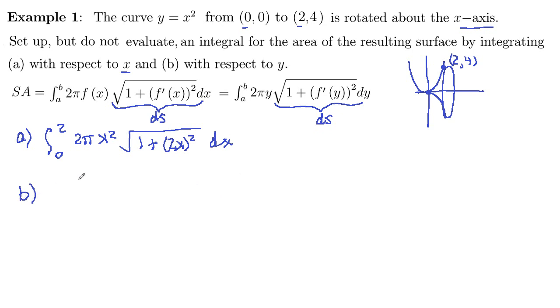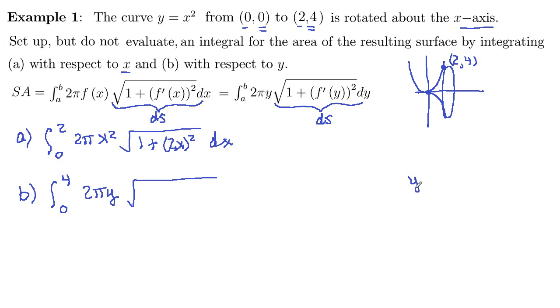And now let's look at our y integral. So we are going to integrate y coordinates here. a and b are going to be y coordinates. So we're going to integrate from 0 to 4 in y, and then 2 pi y, and then we've got a square root here, and we're integrating 1 plus f prime of y squared. So we have to solve this equation for x to get our f of y.